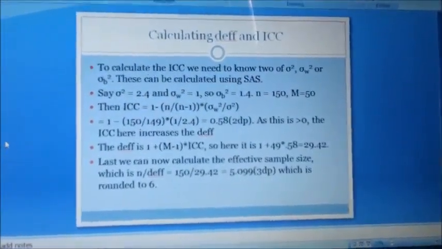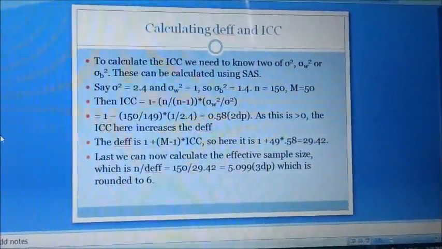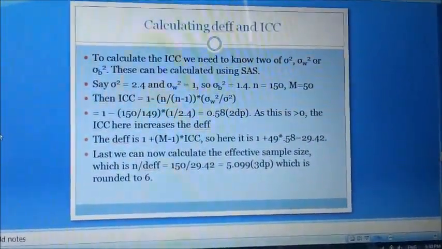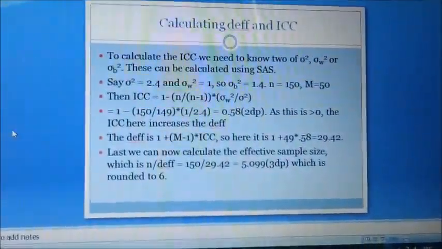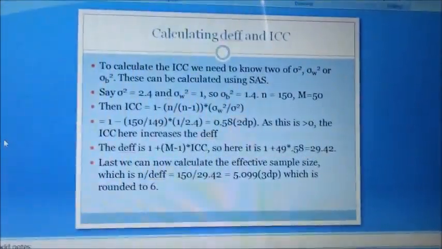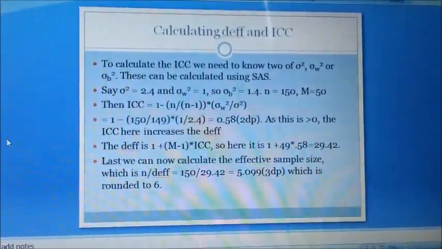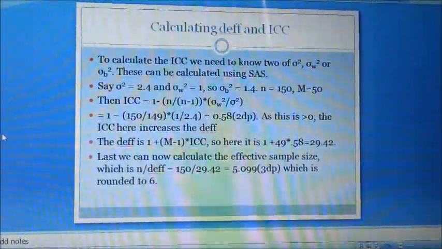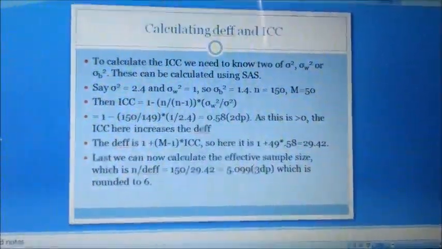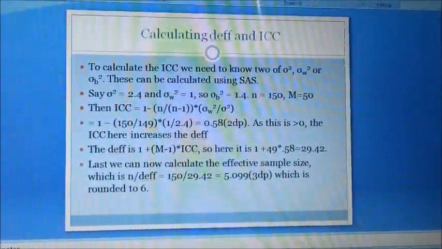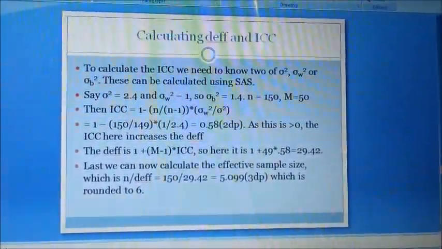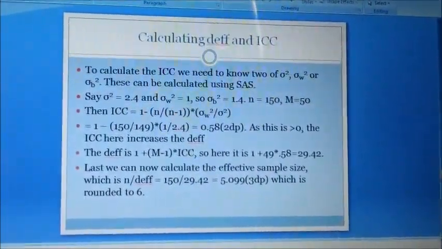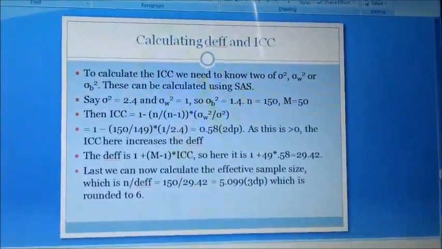To calculate the ICC, we need to know two things: the variance within clusters and the variance between clusters. Sorry, that's all variance, not standard deviation. And all of this can be calculated using SAS. So let's say that we have a total variance of 2.4 and a within cluster variance of 1. We can figure out from this, since the total variance equals the within variance plus the between variance, that the between cluster variance is equal to 1.4.